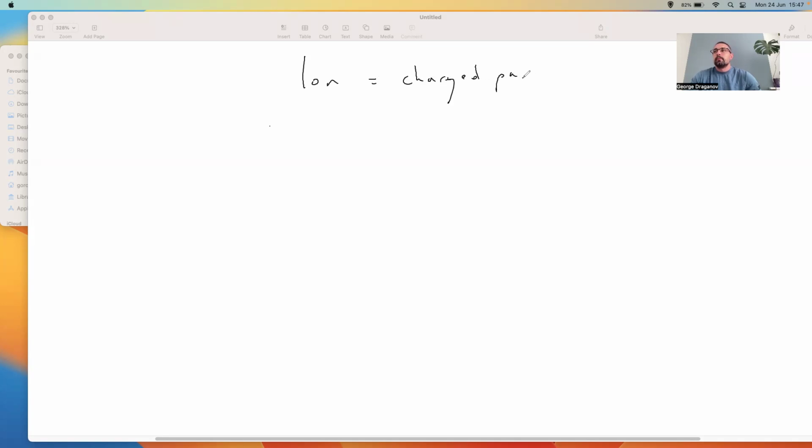particle. Now, you'll notice I use the word particle as a general term because I cannot say a charged atom, because atoms are not charged. That's why I've said a charged particle. Now, in order to form an ion, you either lose or gain electrons.